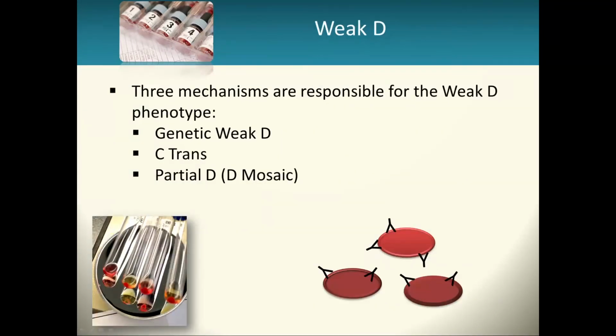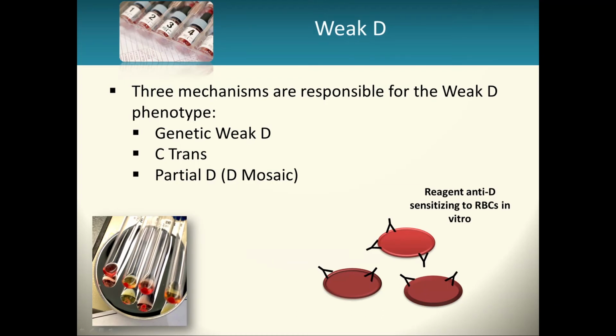Now let's take a look at the weak D phenotypes. Rh-positive red cells generally react strongly with anti-D reagents. However, certain individuals produce a weak D phenotype that can only be detected by carrying the testing through the anti-human globulin phase, using the indirect antiglobulin test. There are three known mechanisms for causing weak D: genetic, C-trans, and partial D, formerly known as D-mosaic.